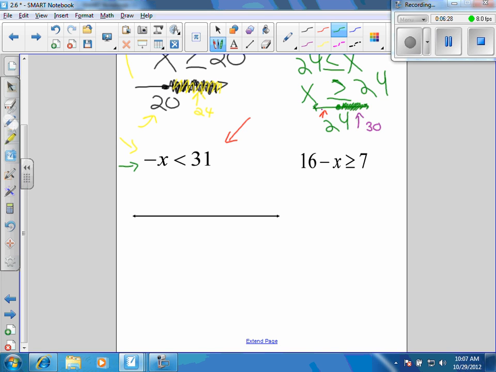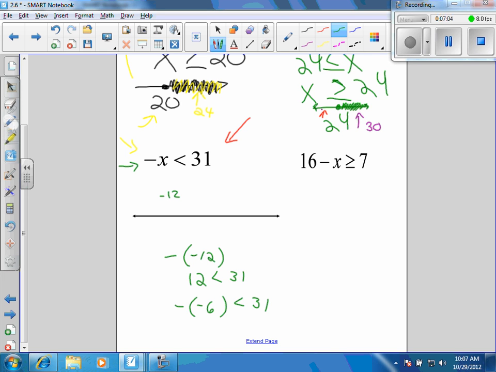Yeah, Xander. Negative 12. If I put in negative 12, that's the opposite of negative 12. Is 12 less than 31? Yes. Okay, so negative 12 works. Are there other negative numbers? What's another one? Negative 6. Okay, negative 6. Opposite of negative 6. Is that less than 31? Yeah, 6 is less than 31.